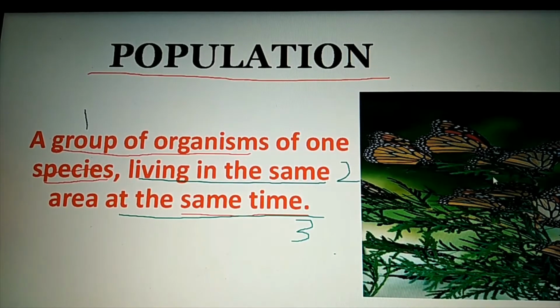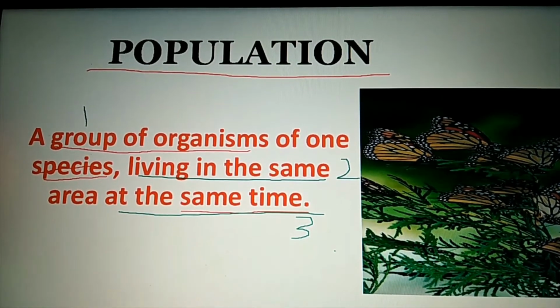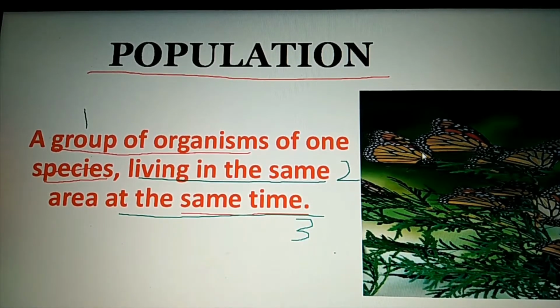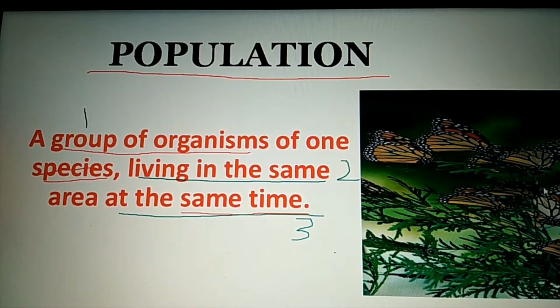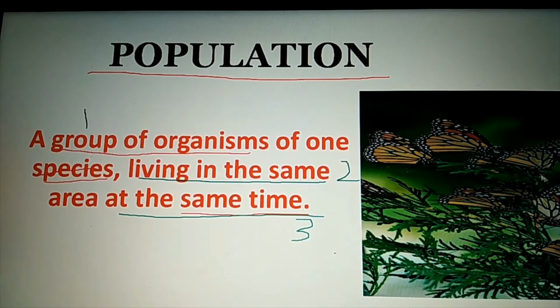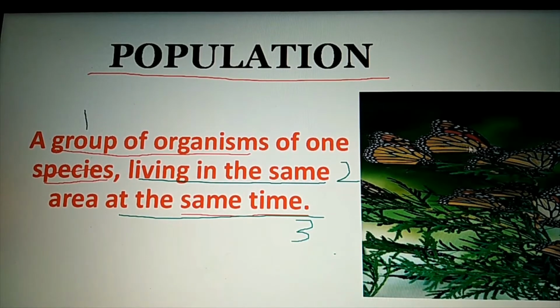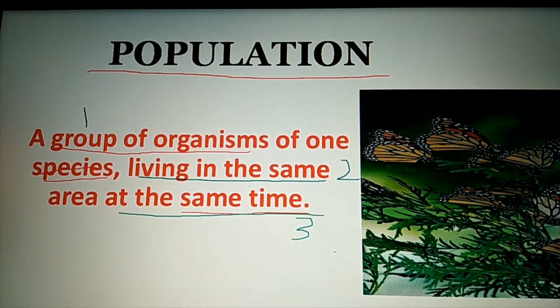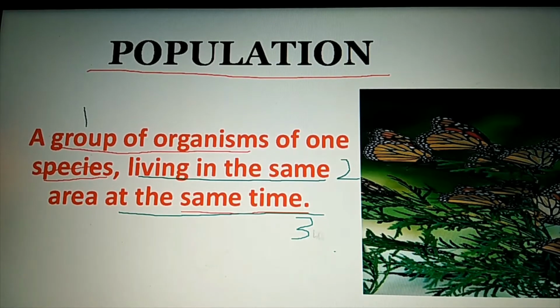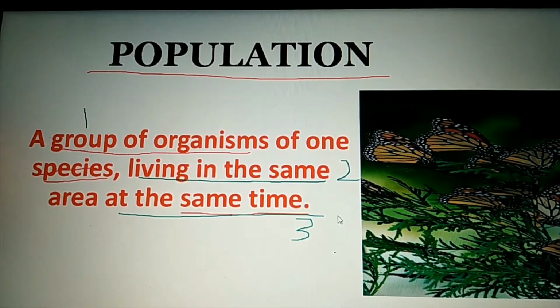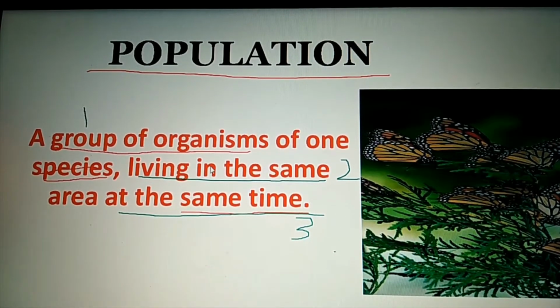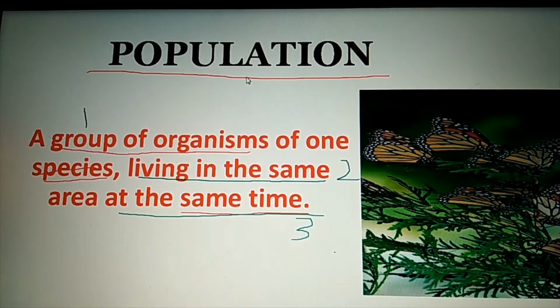So look at this picture. We have some butterflies. If we need to take a population of the butterfly, we'll be looking at a group of organisms of the same species. So we're looking at butterflies that have the same species living in the same area at the same time. These are the three keys to population.